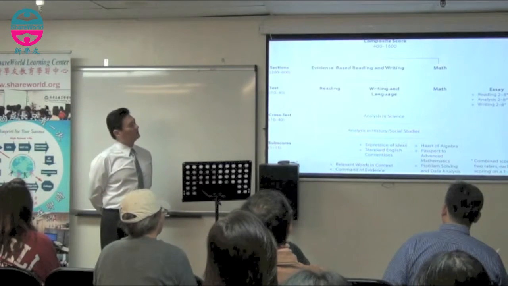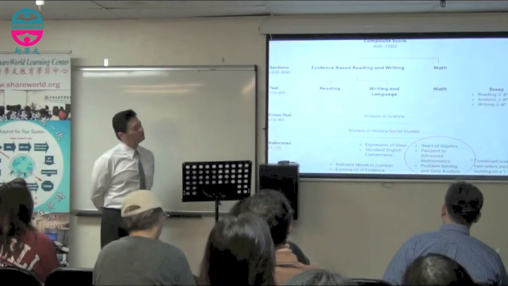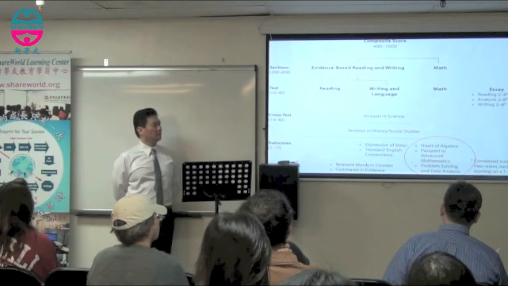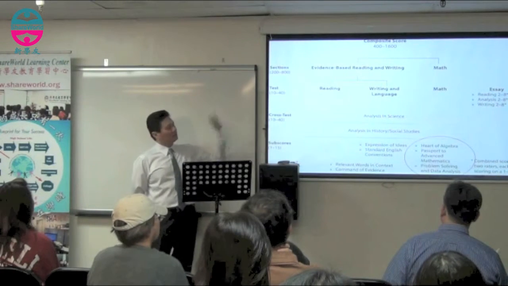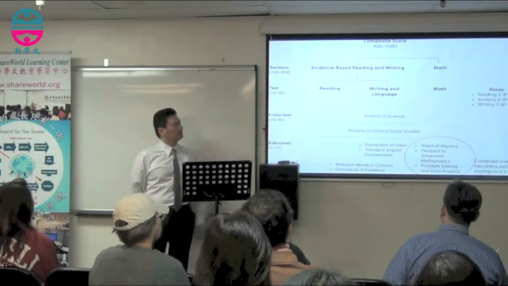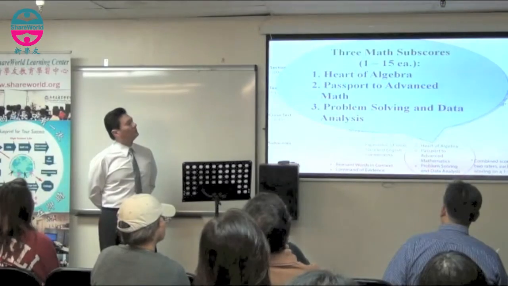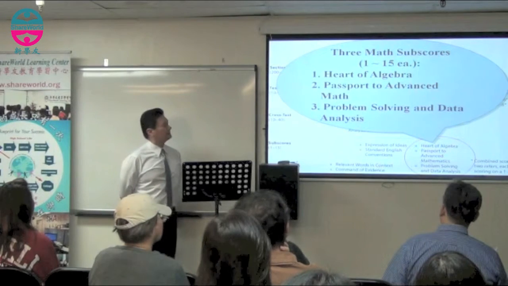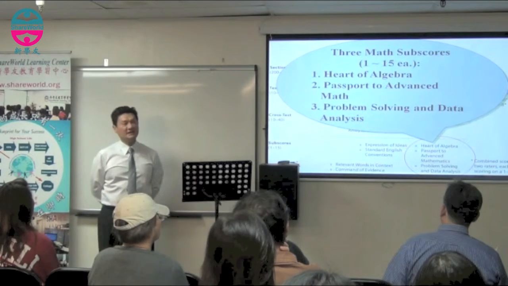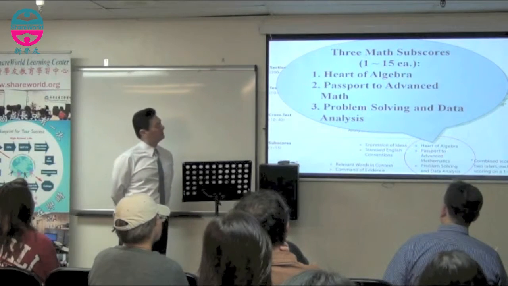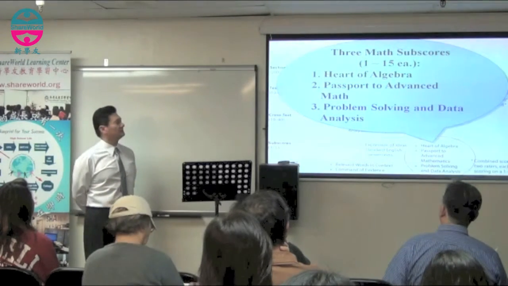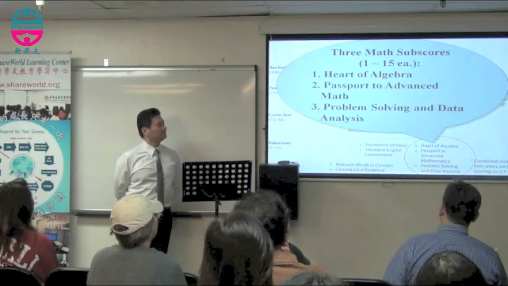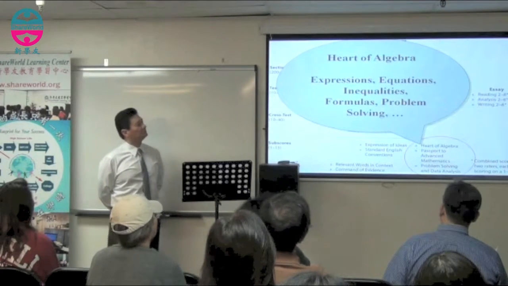So let's talk about the math part. The math part has 4 subsectors, but only 3 will be reported as subsector scores. The other will be reported in the general score. The 3 that will be reported are heart of algebra, passport to advanced math, and problem solving and data analysis. Wow, sounds so good, all right? But when you dig into the questions, you will realize it's very simple. It's basically just algebra. Okay, let's talk about this in detail to convince you.